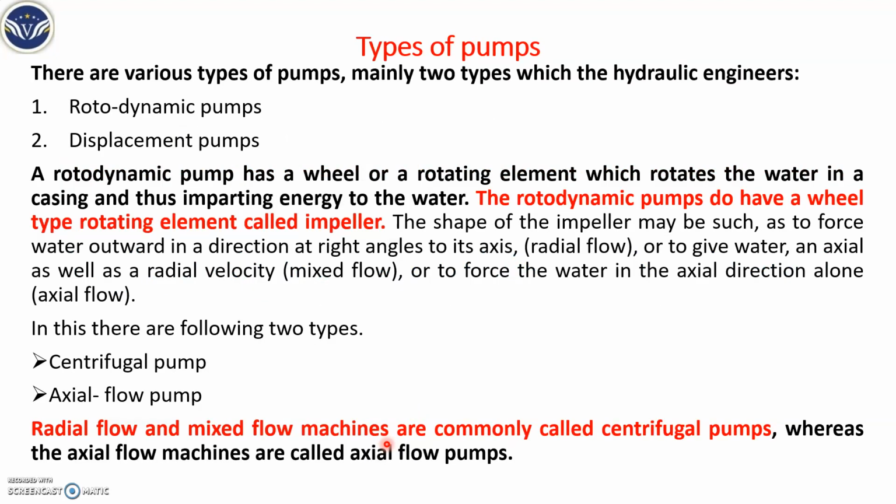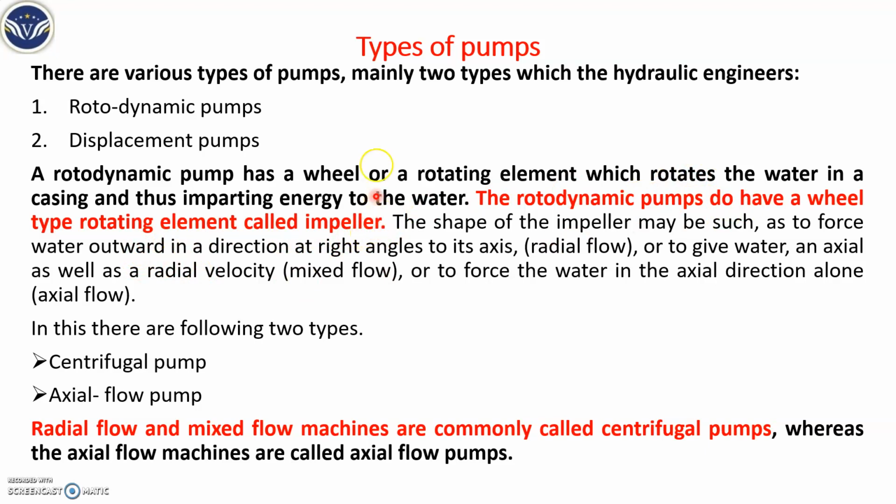There are different types of pumps. One is a rotodynamic pump, one is a displacement pump. We'll see them one by one. What is a rotodynamic pump? It has a rotating element, or a rotating wheel, which rotates in a casing. By rotating, it imparts energy to the water. That rotating element we call an impeller.